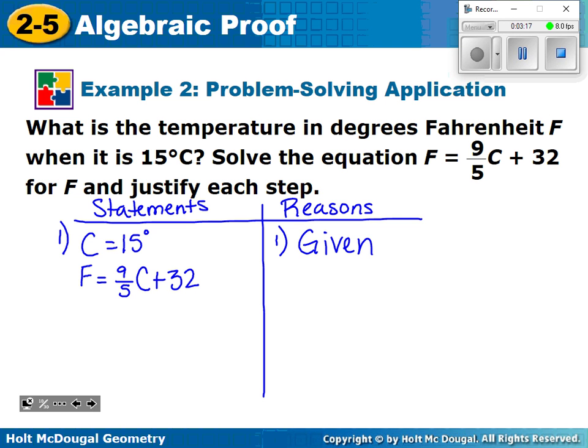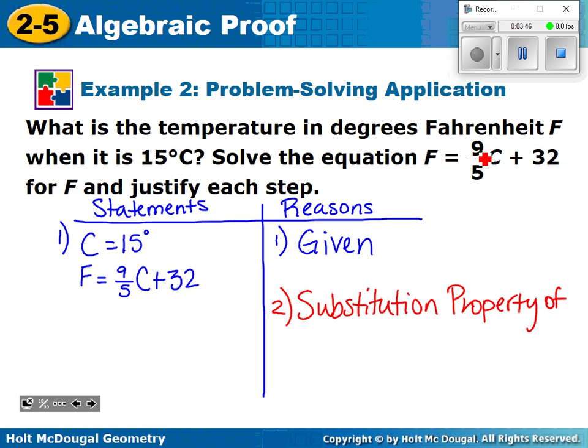What do we call it? What property do we use when we're plugging something in? I heard somebody say it. Substitution. Thank you, Michelle. Substitution is what it's called when you're plugging it in. So I'm going to go ahead and list my reasons since that's what I'm thinking I'm going to do. And so it's substitution what? Property, good, of equality. Good. Substitution property of equality is what we're going to use. And then we're going to substitute that in.